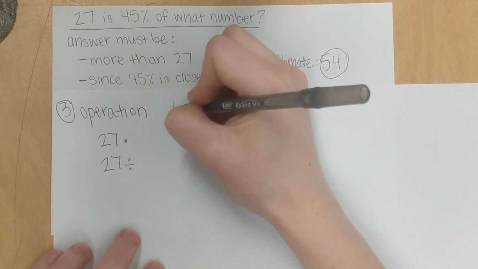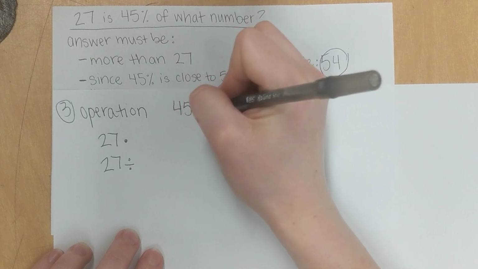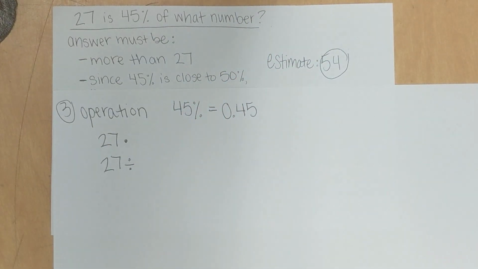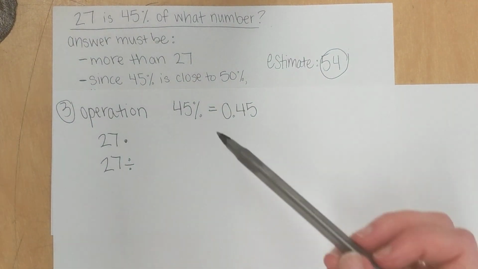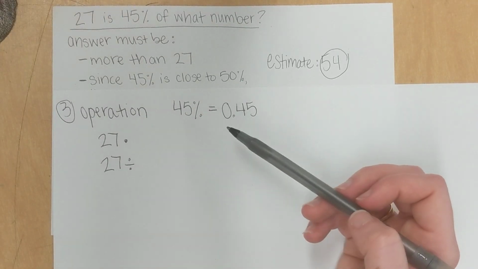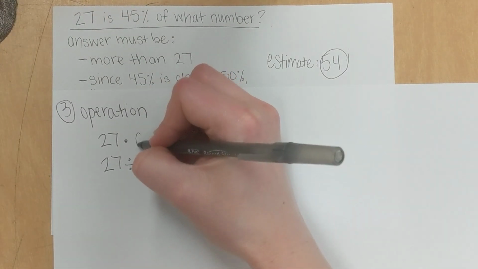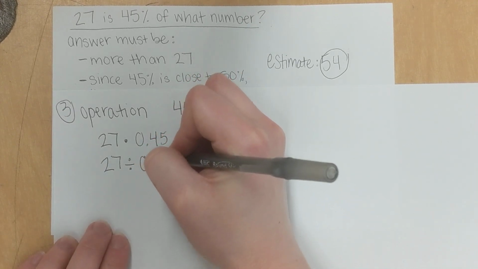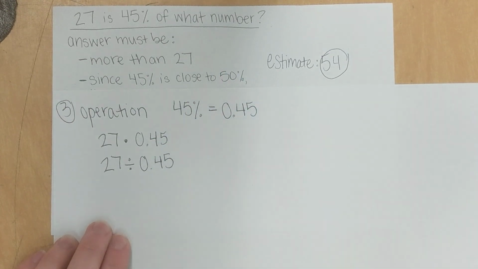Okay, so if you remember, 45% is this much as a decimal. So 45% as a decimal is 45 hundredths. Those things are equal to each other. So what you're going to do in your calculator is you're going to multiply 27 and 45 hundredths, and you're going to divide 27 divided by 45 hundredths.